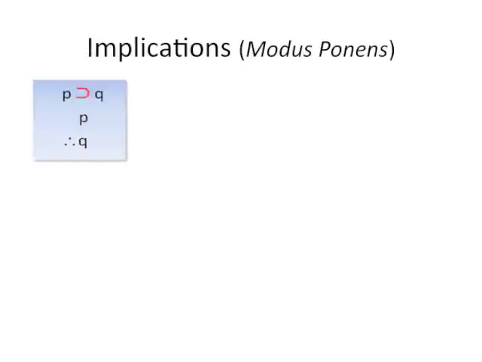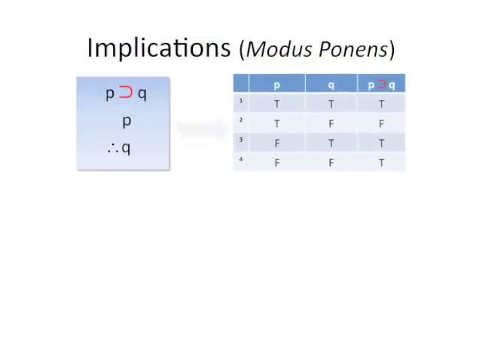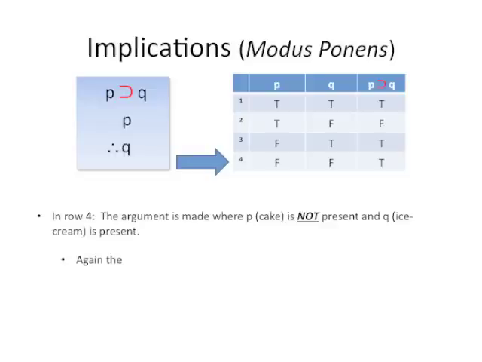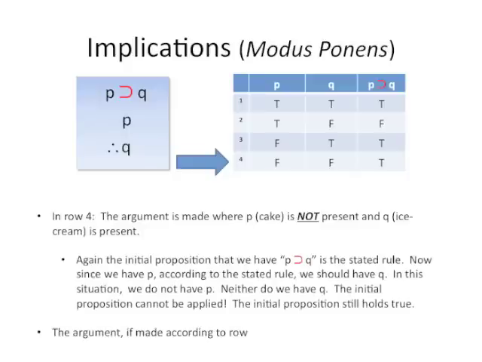Now looking at row 4, we have the same situation, right? The argument P is not present. Q, on the other hand, is also not present. And so again, the initial proposition that we have, if P then Q, is the stated rule. In this situation, we don't have P, neither do we have Q. The initial proposition can't be applied, and so the initial proposition still holds true. Therefore, the argument if made according to row 4 would also be valid.